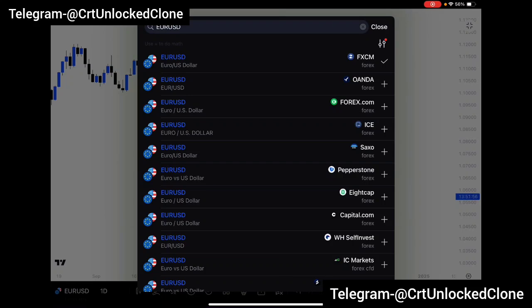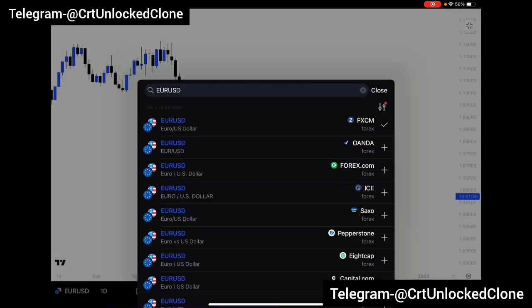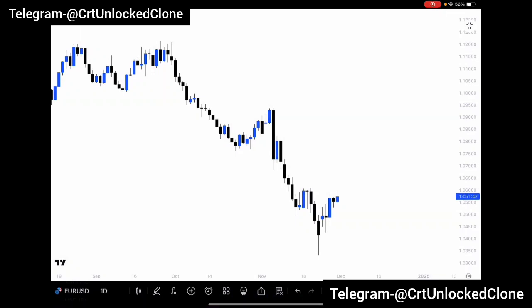In here, the best broker to choose is FXCM, because the difference is, if you choose another broker, the chart view sometimes, not every time, may differ. For example, you can see the wick from here to here. Sometimes on a broker like OANDA, the wick will be half, up to here, half the wick's own size.